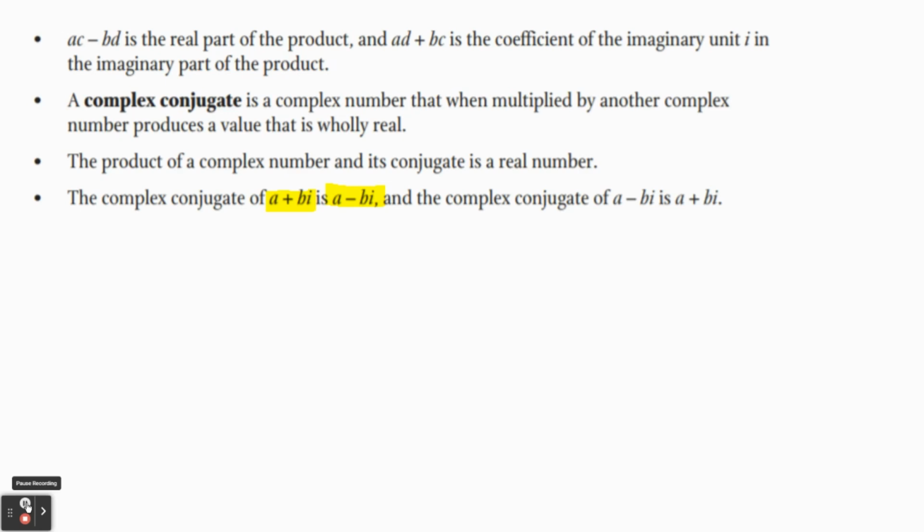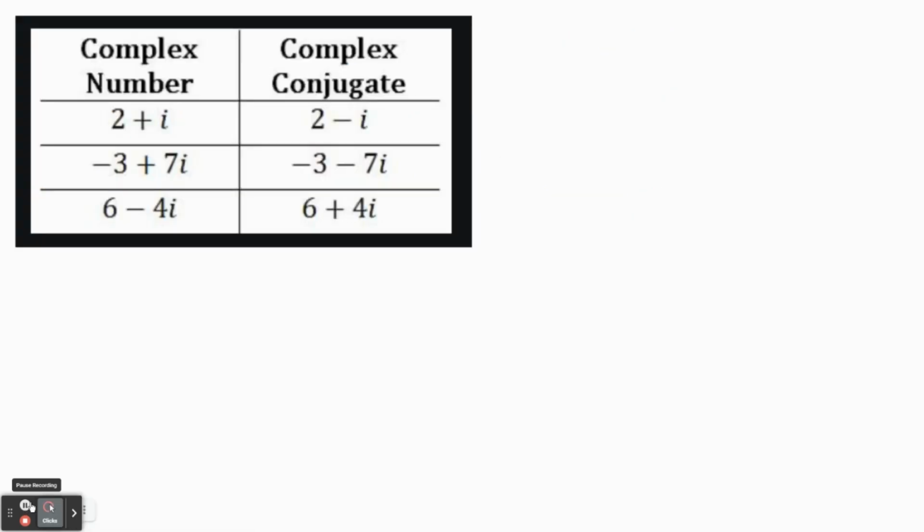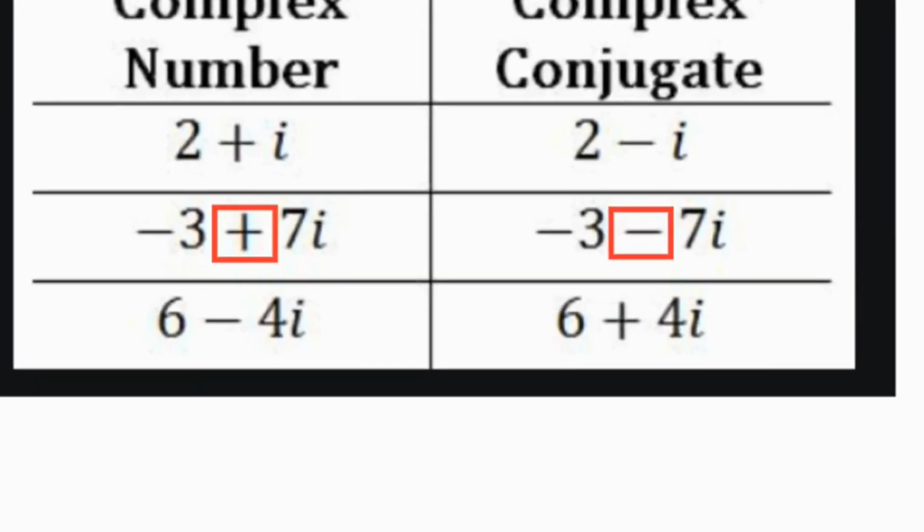So they have to be exactly the same except for one tiny difference. The imaginary component needs to be exactly the opposite. Here are some examples of some complex conjugates. You can have 2 plus i as your initial complex number, but it will be 2 minus i that will be the conjugate. So in order to get the complex conjugate, you only take the opposite of the imaginary component.